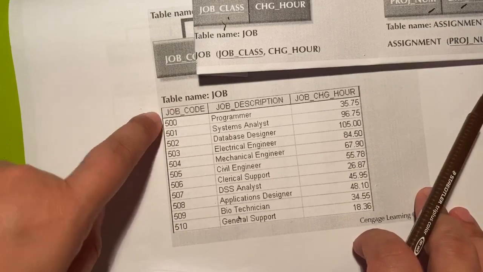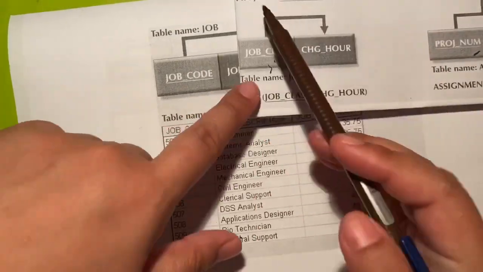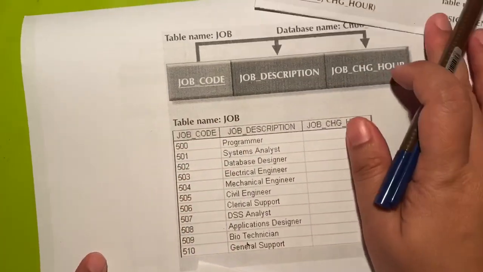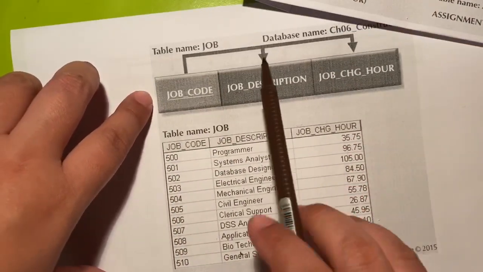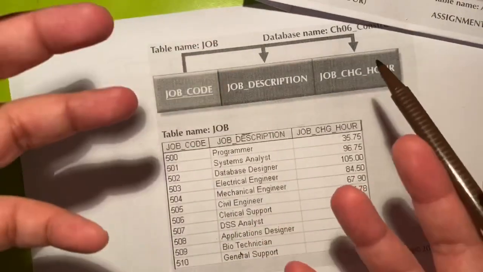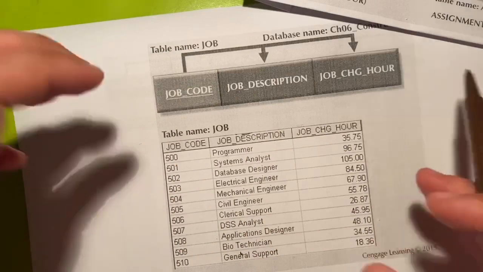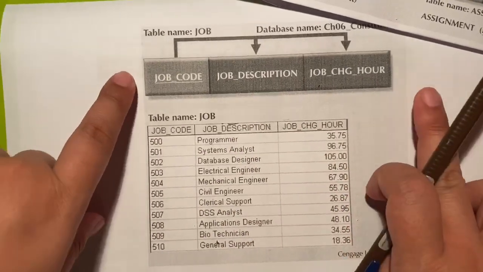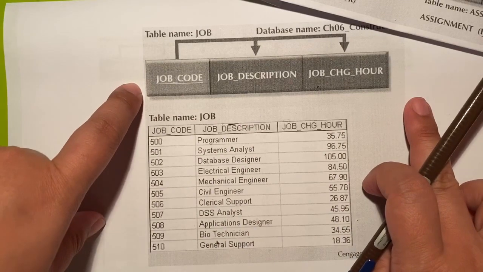So this is a new attribute. You put it in at the first part of the table, and then you rename the job class as job description because it's better. People understand it better. And then job charge per hour. This is what we call improving the naming convention.